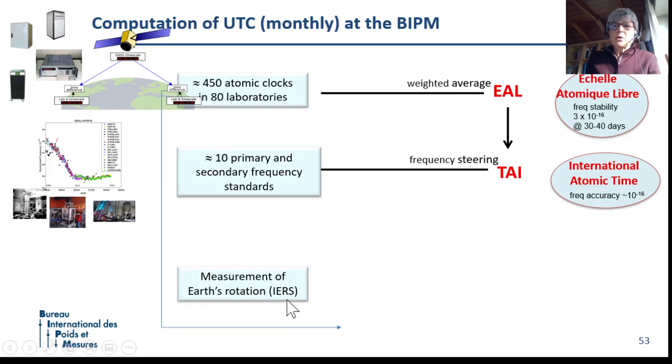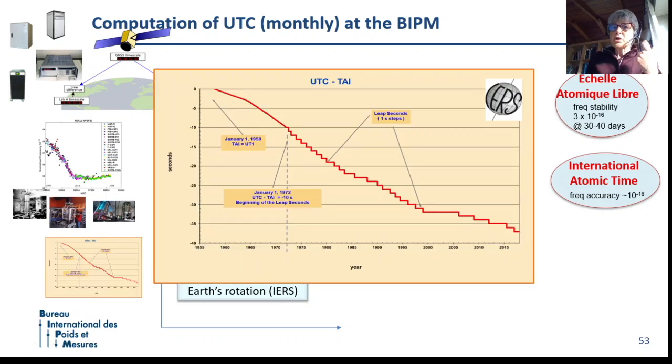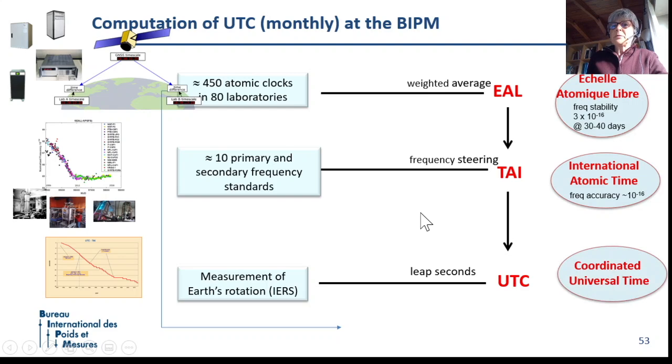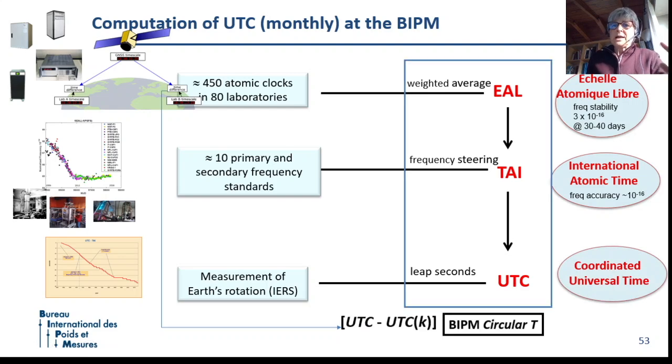Then the astronomers, the institutions related to Earth observation, measure the Earth rotation and decide when it is time to add one second, and so we get UTC, the Coordinated Universal Time, which is the last step of our computation. And what we measure and what we publish in our famous BIPM Circular T is the difference between the international UTC and each local real-time approximation.